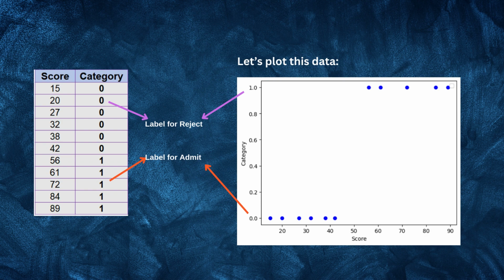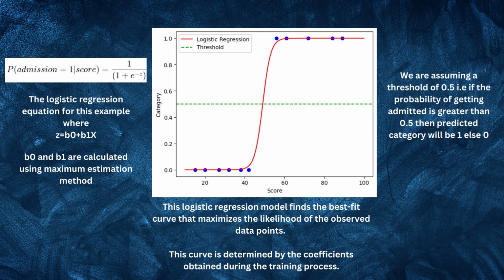And then on the right side, we have plotted this data. See that on the graph, the x-axis has the score of students and on the y-axis, we have the corresponding category, which is either 0 or 1. Now first, we need to calculate the coefficients b0 and b1 for our equation, as there is only one independent variable. To estimate the coefficients, a technique called maximum likelihood estimation is used. In this technique, the coefficients are iteratively updated based on the observed data until convergence is achieved.